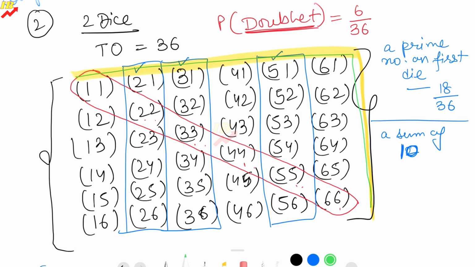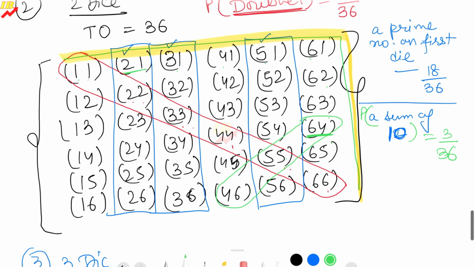So let's take, if I'm saying a sum of 10, right? So this will give you 2, this will give you 3, 4, 5, 6, 7, 8, 9, 10. Can you see this? 6 plus 4 is giving you 10, right? But whenever you get one solution, you check your diagonal from there. So I can see this, right? So these are 3 in numbers. So I can simply write the probability of this is 3 over 36, right?